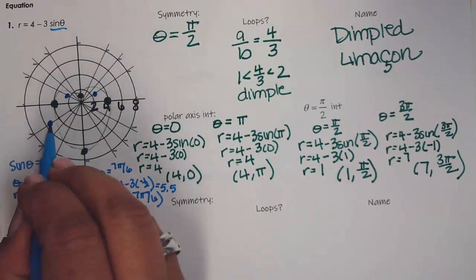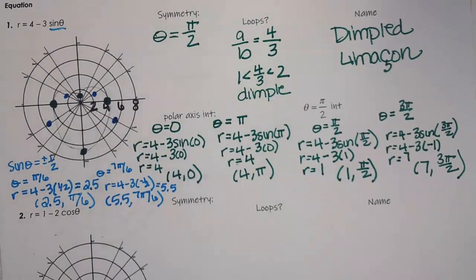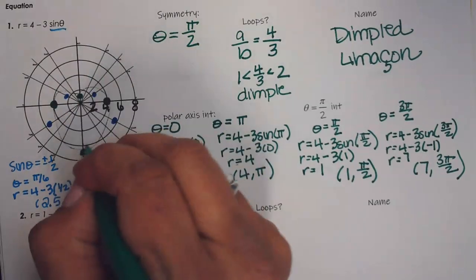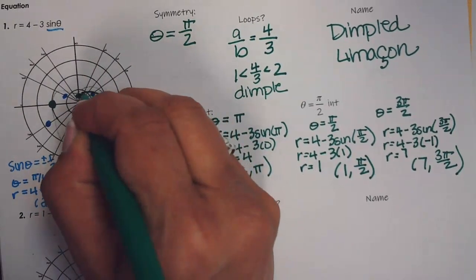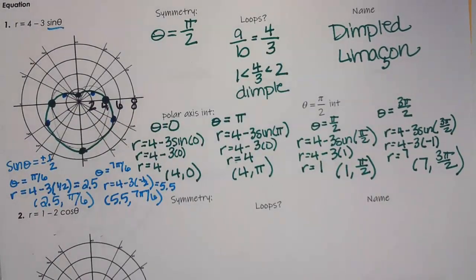And I can then reflect for 11 pi over 6 as well. Do you guys see that just gives me a little more accurate shape? Again, in your homework, I don't care. But if you were to present this at some sort of conference, do you understand how nice those points are, how it makes it a lot nicer? Okay, so then we'll connect those points, and that will be our dimpled limacon.